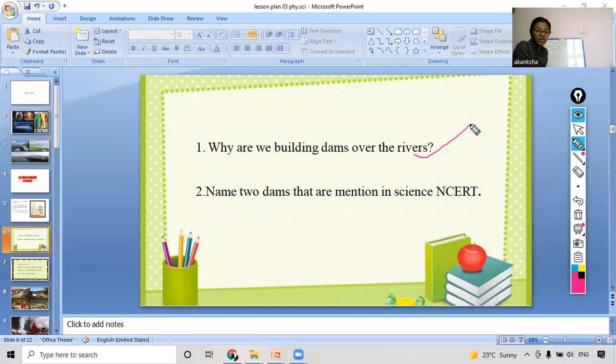Now you have to name 2 dams that were mentioned in the NCERT. We discussed it earlier also. Yes, the 2 dams were the Tehri Dam and the Sardar Sarovar Dam. These 2 were the dams we discussed.